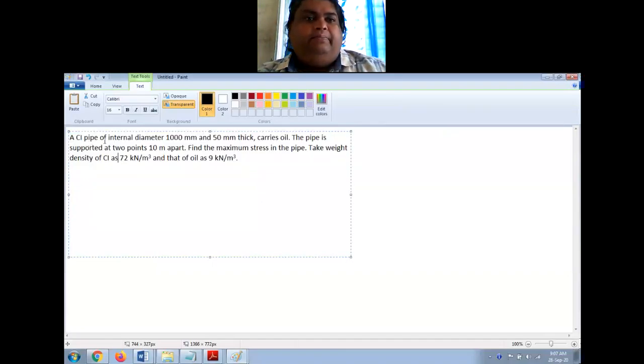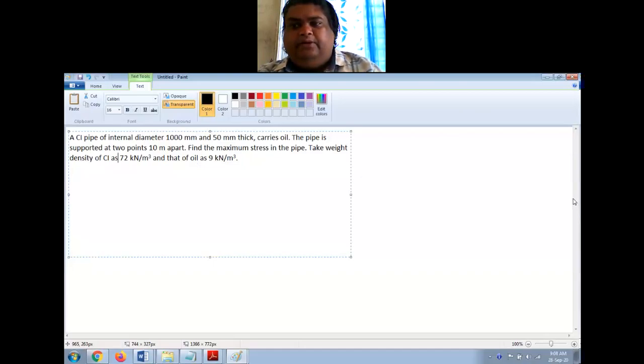A cast iron pipe of internal diameter 1000 mm and 50 mm thick carries oil. The pipe is supported at 2 points 10 meter apart. Find the maximum stress in the pipe. Take weight of cast iron as 72 kilonewton per meter cube and that of oil as 9 kilonewton per meter cube. It's actually the weight density of cast iron and oil that is given.